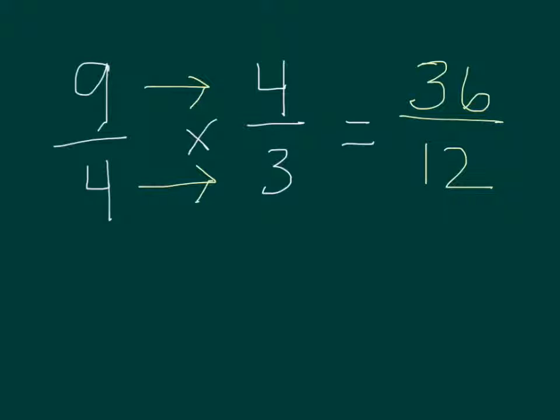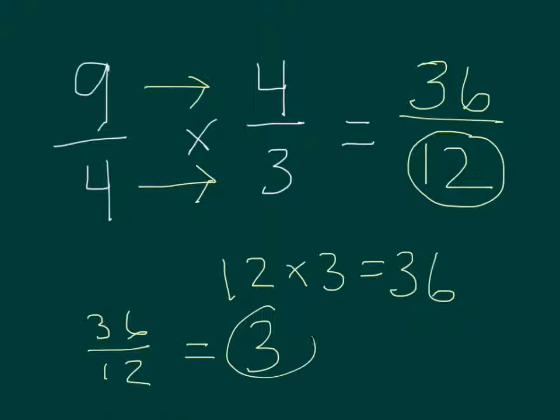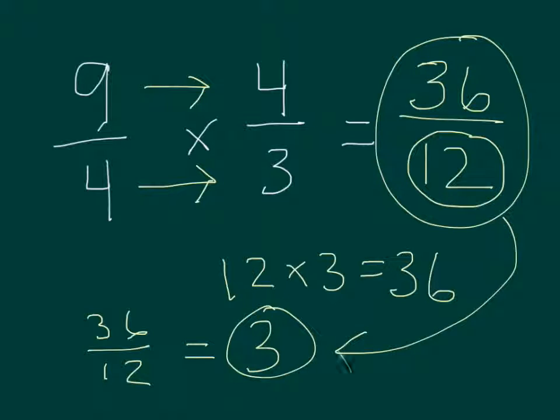Looking at the bottom, I can ask myself, how many times does 12, the denominator, go into 36? I know that 12 times 3 equals 36. It goes in equally with nothing left over. So my answer, instead of 36 twelfths, is simply the whole number 3. If you would leave the answer like this, that's still the correct answer. You may just not get full credit for not converting it.